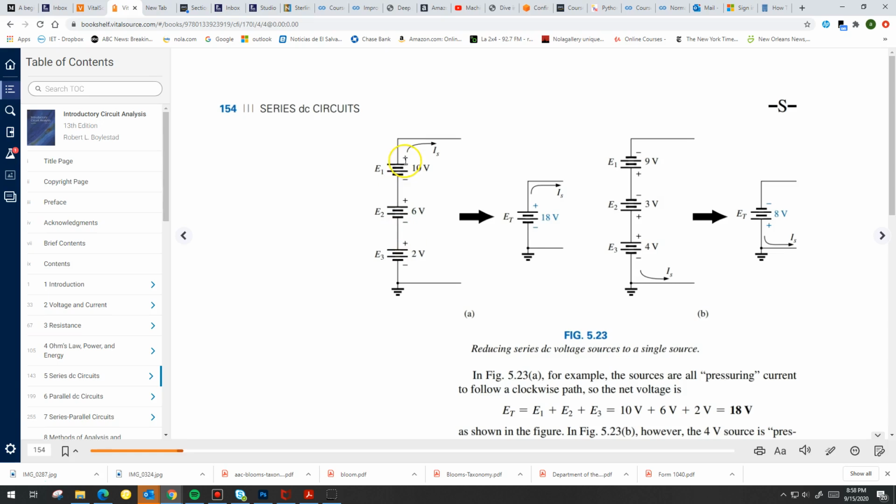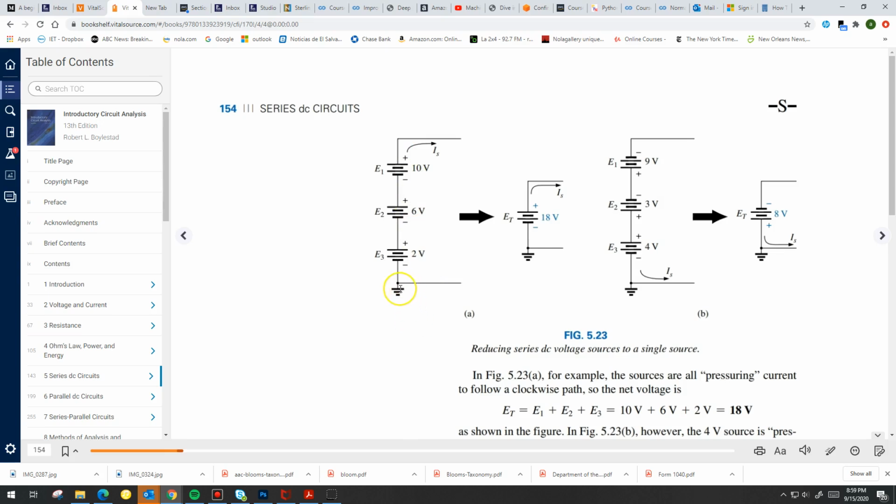And they're all connected positive to negative, positive to negative, positive to negative, right? So they all add up together. So when you put a meter from the top to the bottom, you're going to measure 18 volts, 10 plus 6 plus 2.